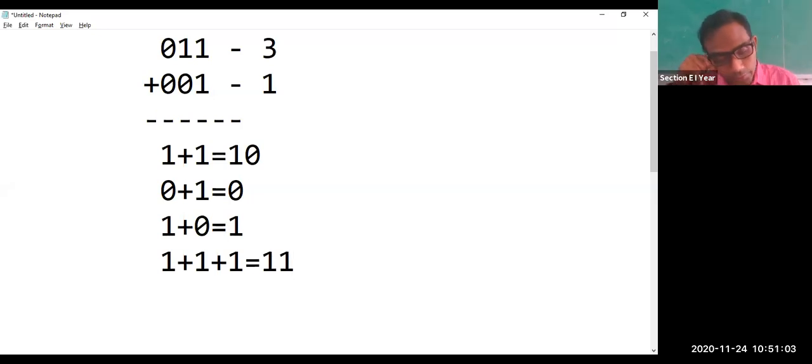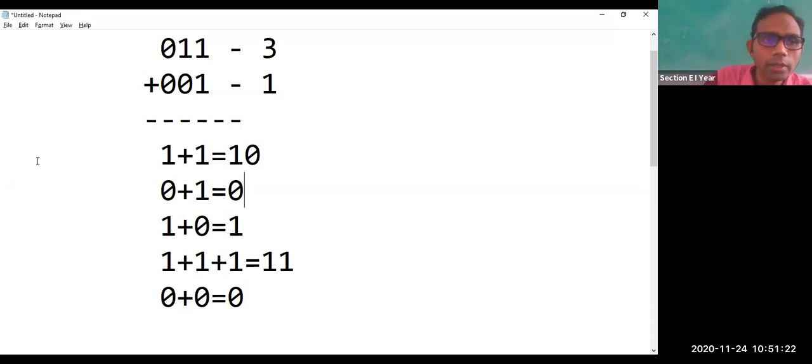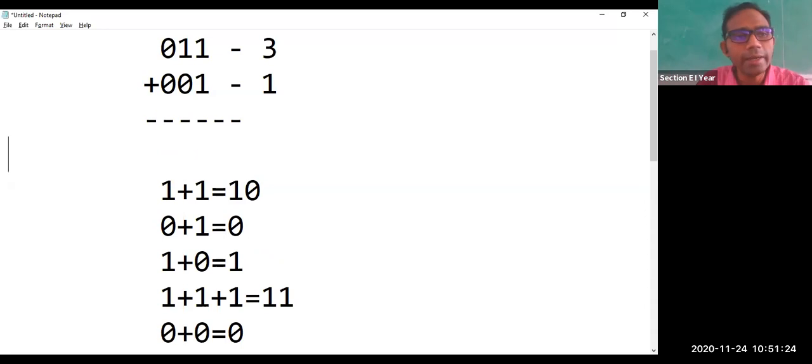If you add three ones, we get 1 1 as the result. If you add 1 and 0, 1 will be the result. 0 plus 1, 1 will be the result. Irrespective of binary or decimal numbers, 0 plus 0 is always 0. These things are the basics for performing binary addition. Now let us do this addition part.